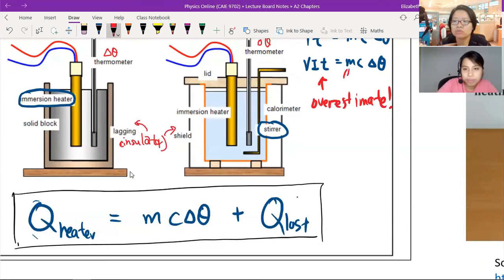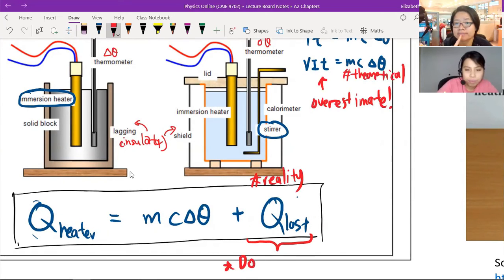So if you don't account for heat loss, like the way we did in this calculation, in our previous calculation, then whatever answer you got, 5,000, 4,007, is an overestimate. You thought you need more, but actually you don't need that much.